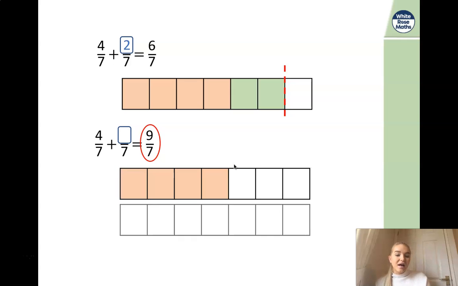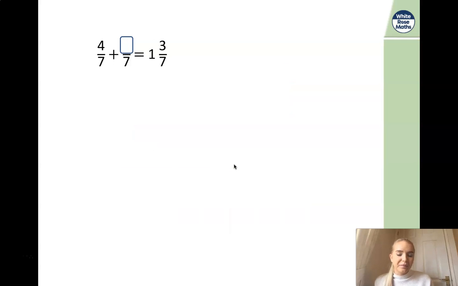So I can add another bar on here. And I can see that 9/7 is where this line is here. And to get to 9/7, I need to add 5/7. So 4/7 add 5/7 gives me 9/7.